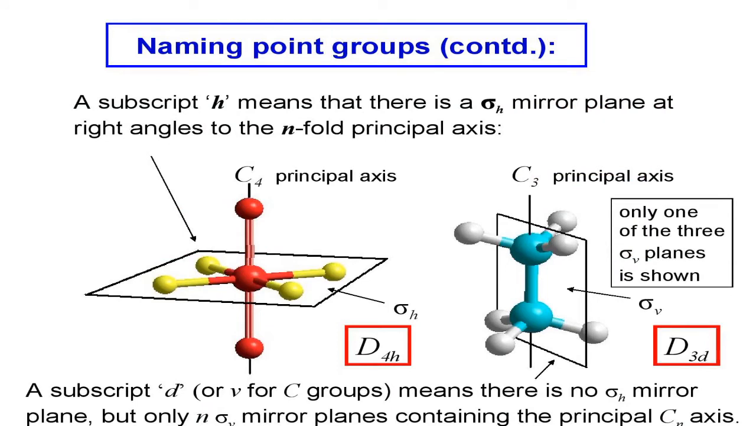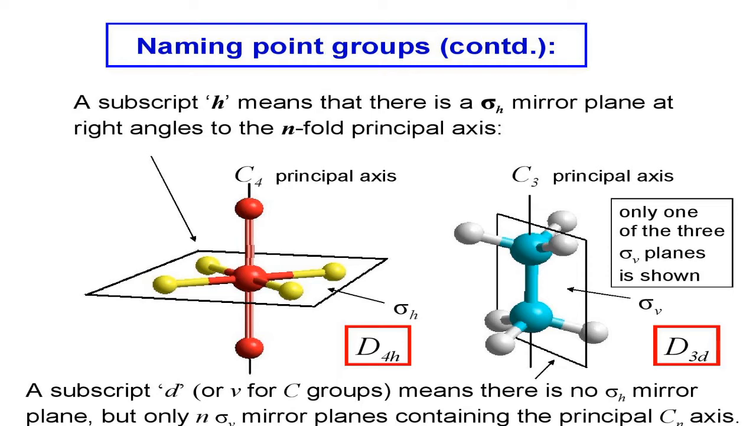Now we can see a subscript H means there is a sigma H mirror plane at right angles to the n-fold principal axis. For example, if you see the octahedral molecule, C4 is the principal axis and it contains the sigma H as the horizontal plane. Hence, this molecule also possesses perpendicular C2 axis. Hence, it takes the index D. 4 is the principal axis. Sigma H is the horizontal plane. Hence, the point group of the molecule is D4H.